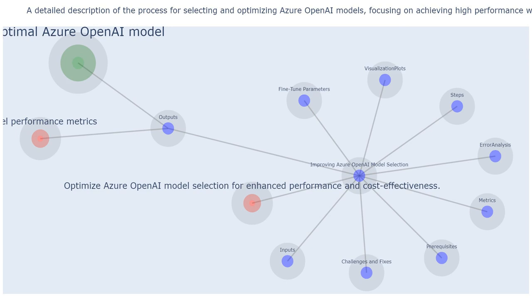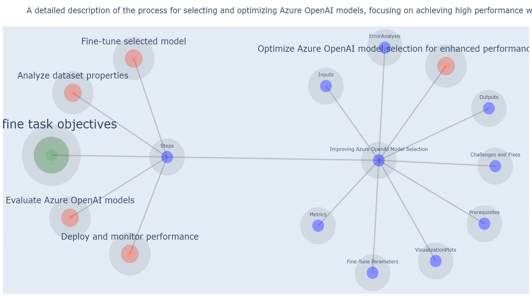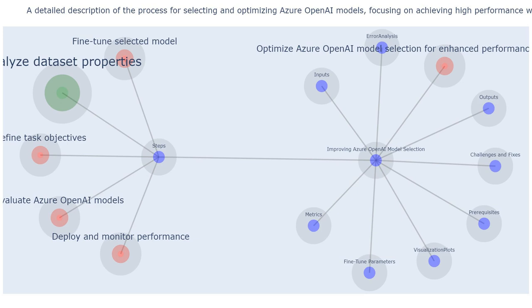latency, and cost. A comprehensive evaluation of the chosen model's performance, using metrics like accuracy, precision, recall, and F1 score. Steps. Clearly defining the goals and desired outcomes of the task. Outlining specific performance targets and criteria for success. Thoroughly analyzing the dataset's properties, including its size, structure, data distribution, and potential biases. This helps in selecting models that are well suited to the data characteristics.